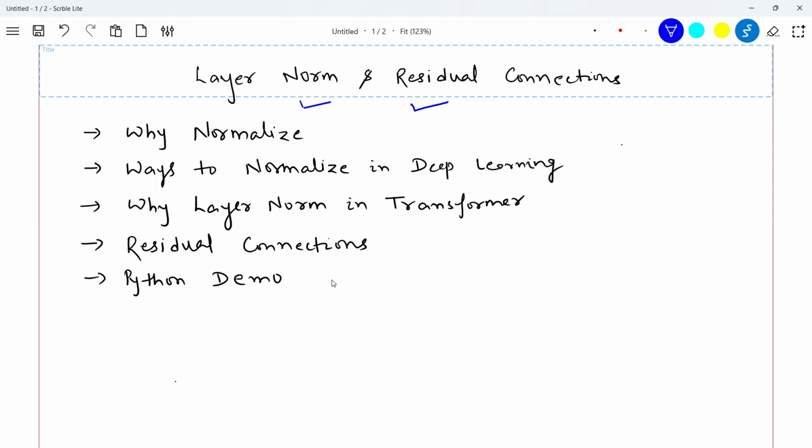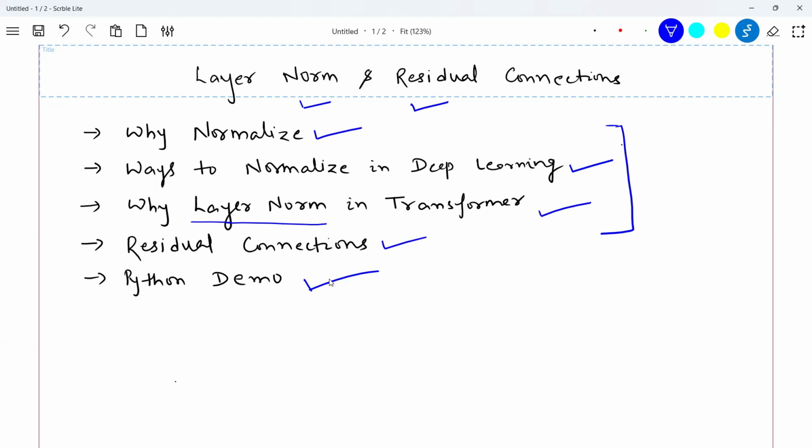First of all, we will understand the meaning of normalization in machine learning and deep learning, to make your concept solid, or if you have forgotten, it will be a good revision for you. Then we will understand ways to normalize in deep learning. What are the different options to normalize? Then we will understand why we use layer norm out of all those options in transformers. I'm going to explain residual connections, and while we discuss these concepts, in the end we are going to do everything in Python to get a feel of how things work together.